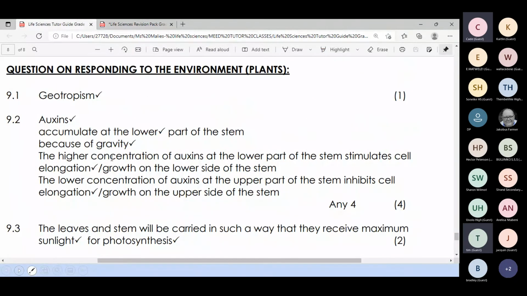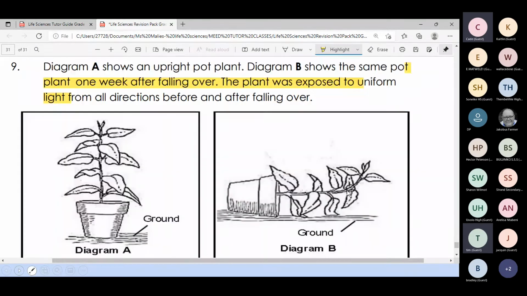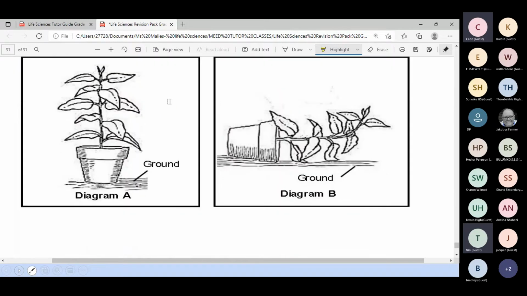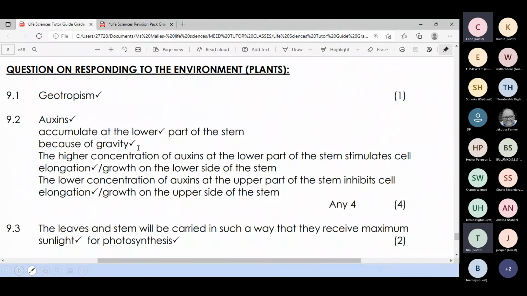Which type of tropism is this? Geotropism, because the hint in the diagram is the stems grow up and the roots grow down, and light is coming from all directions. Take note of that, grade 12s. 9.2, explain why the stem of the plant will go upwards.